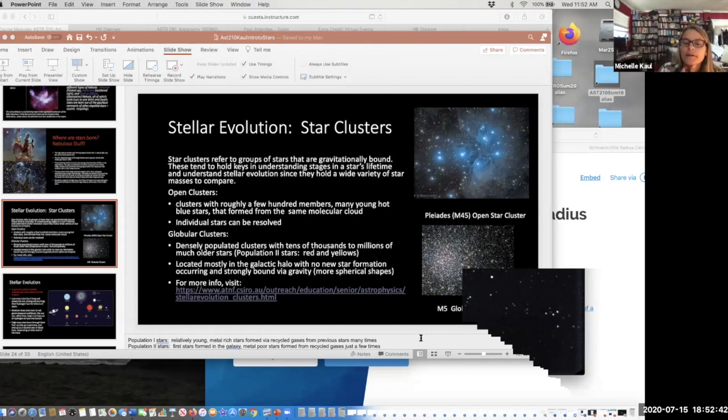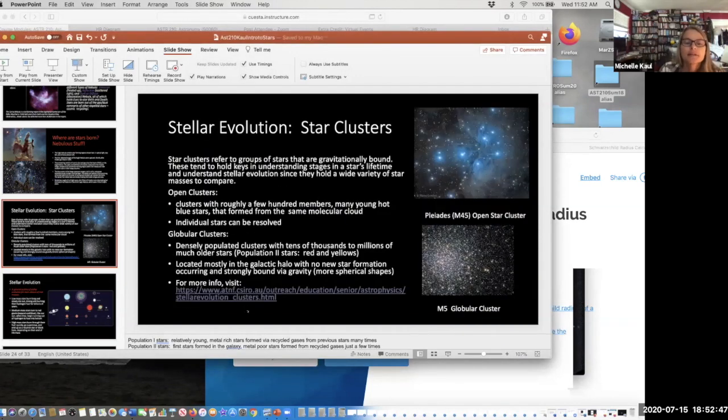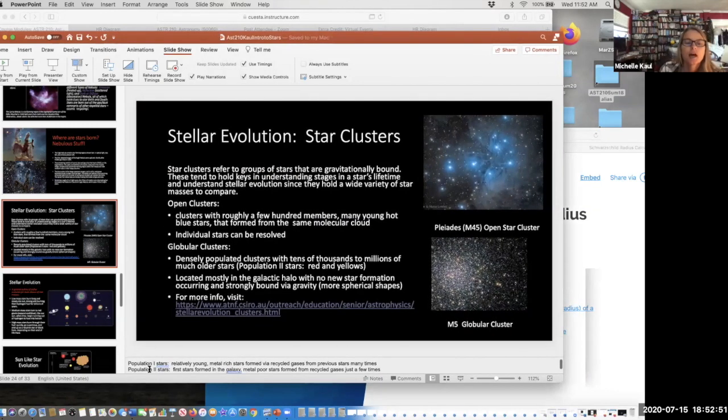Now, one other thing here, I have this in my notes. So when I post this, you'll be able to see this because I mentioned population 2 stars and globular clusters. Population 1 stars are young metal-rich stars that are formed via the recycled materials from previous stars many times. So population 1 stars are the youngest type of stars. Population 2 stars are metal-poor stars.